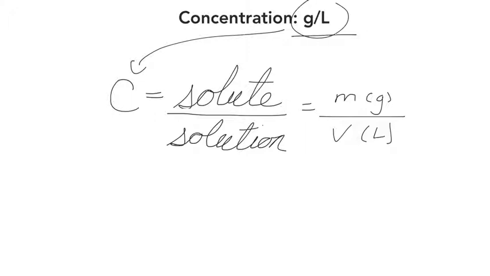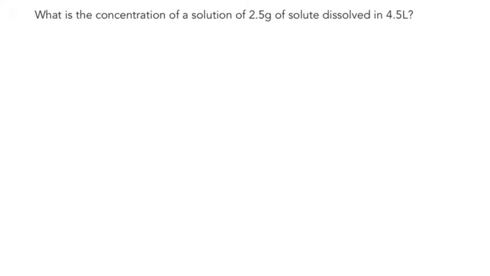So what we're going to do now is look at a couple of questions and how to do these calculations. Let's look at the question that we have. What is the concentration of a solution of 2.5 grams of solute, I'm going to highlight this, dissolved in 4.5 liters? So now that we've highlighted the numbers that we have, let's write down our variables and what each of the numbers represent. So we have C, we have M, and we have V.